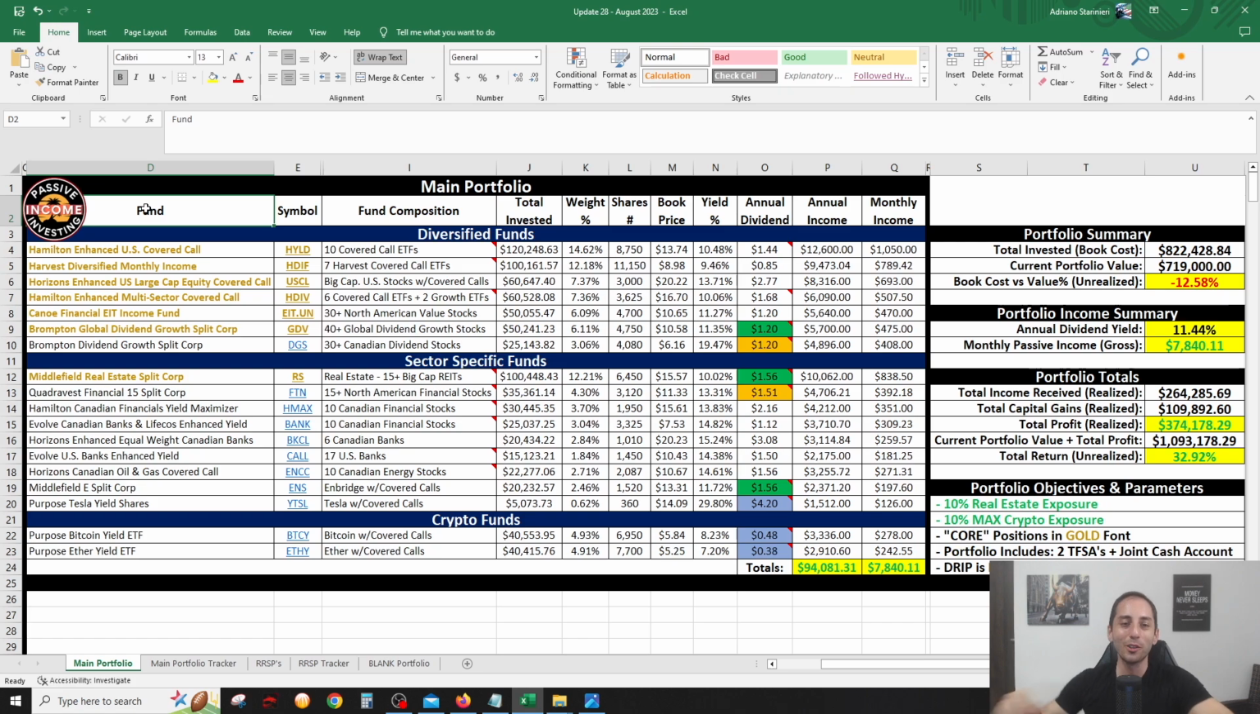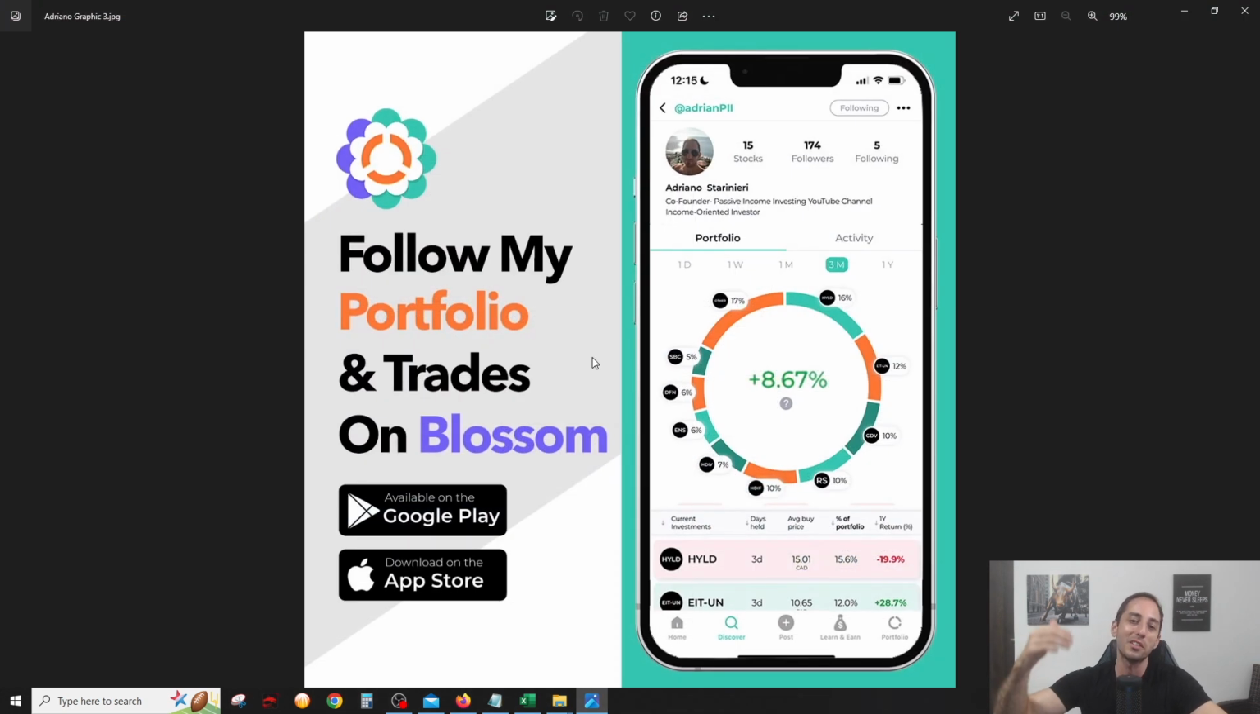All right, everyone, time to go over the main portfolio. Again, if it's too small, make sure to download the Excel. And also remember that you could follow my main portfolio on Blossom. So Blossom is a really cool app where you could follow other people's portfolios. And this is where I have my main portfolio, and you could follow it every day. This is an old graphic.